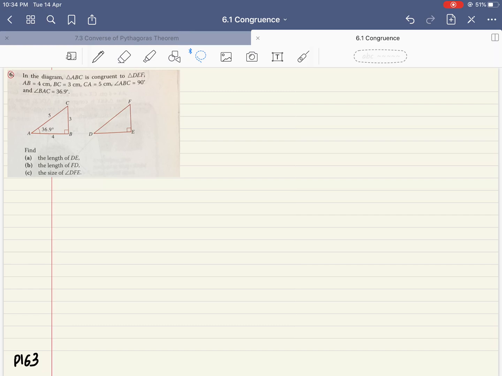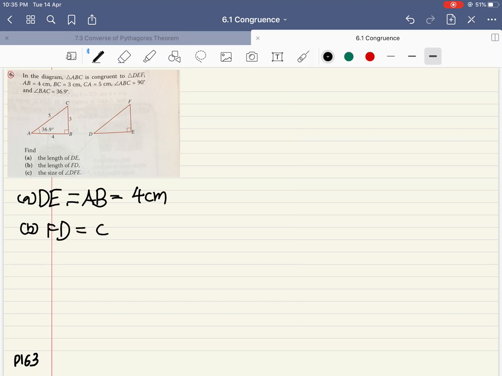Now on page 163, I'm looking at question 6. First and foremost, they're asking what is the length of DE. In this case, since the two triangles are already congruent, triangle ABC is congruent to triangle DEF. So straight away I can say that the length of DE is equal to the length of AB, so it's equal to 4 cm. Similarly, what's the length of FD? The length of FD is equal to the length of CA, which is 5 cm.